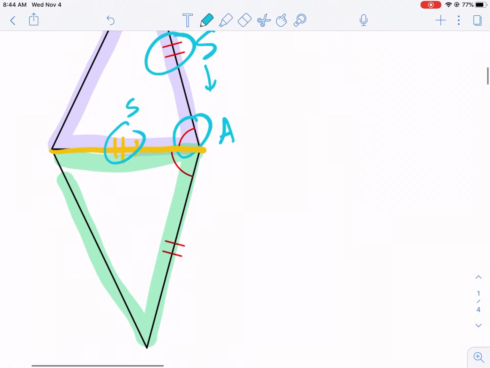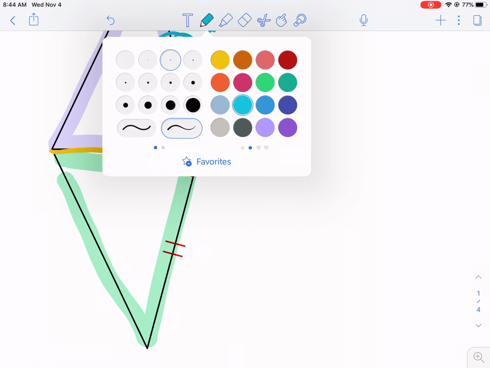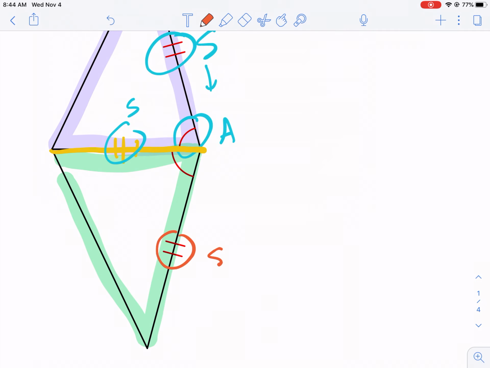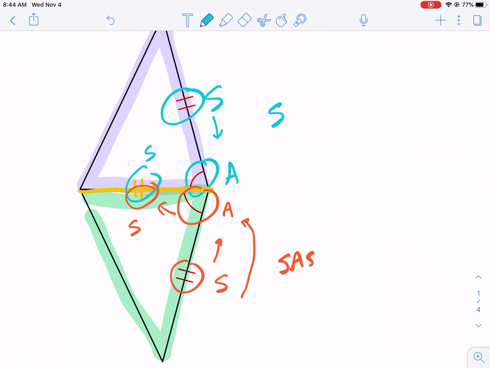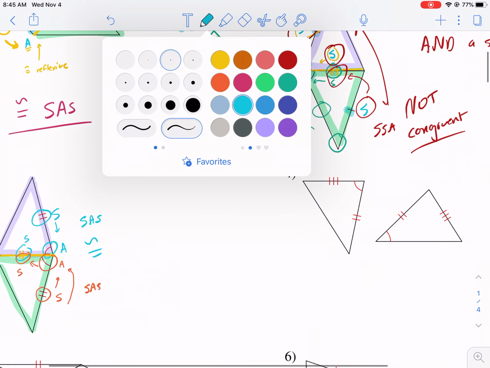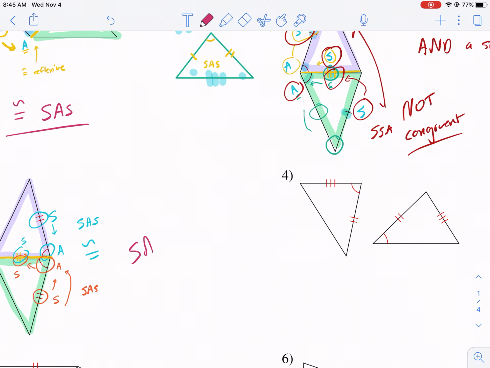Okay. Let's see if I have the same one for the green triangle. So I'll use orange. I have a side here. Okay, I'm going to go towards the angle. I have an angle, that's the very next measurement. And then here I have another side, okay, and I'm done with that. Now, do they match? Well, if I go this way, I go from the 2 to the angle to the 3, that's side, angle, side. This way, I go from the 2 to the angle to the 3, that's side, angle, side. They match, that means they are congruent because of side, angle, side postulate.